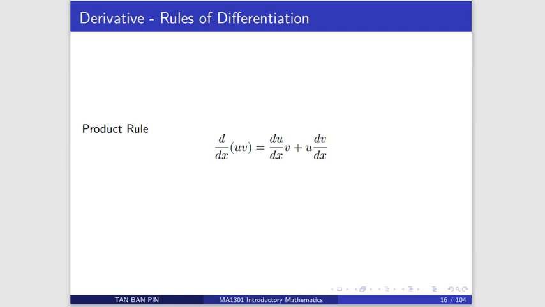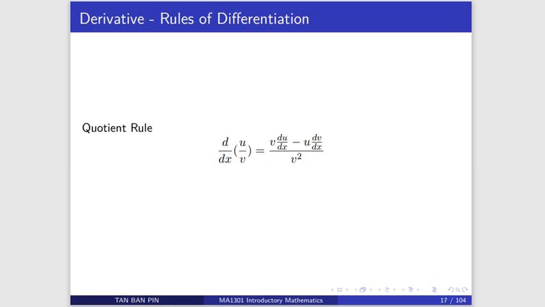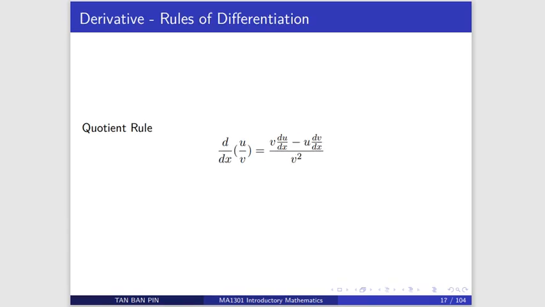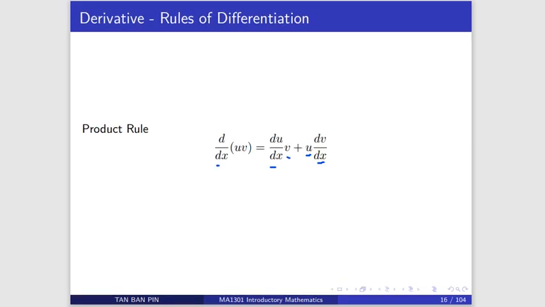First you have the product rule. d/dx of uv is v du/dx plus u dv/dx. So this is the product rule. Let us look at the example in the latest slide, slide 20. You have differentiating x squared tangent inverse x. So let me use it as an example. What you want is to differentiate x squared tangent inverse x.